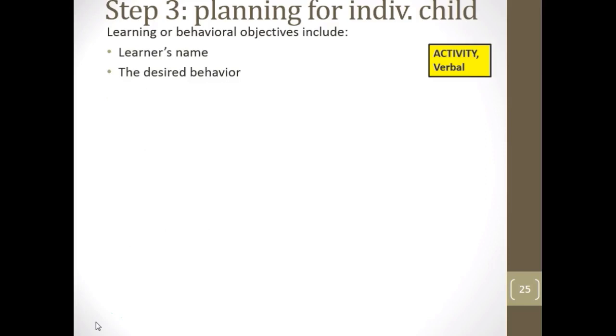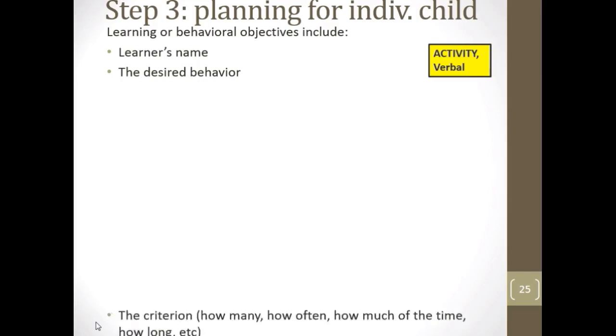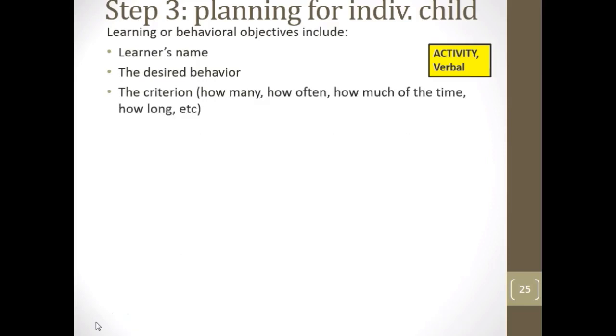What is the desired behavior? What is it, the action that you want them to take or accomplish? And then the criterion. So how many times would they do this? How often? How much of the time? How long would they do it for? You wouldn't use all of those descriptors, but you would have some information in your objective that would cover the criterion. Okay? And then the last piece that you want to be sure to have in your behavioral objective is the conditions. So under what conditions or in what situations would you expect your learner to accomplish these objectives?